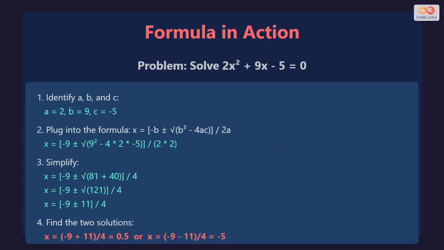Now let's see the formula at work with the problem 2x squared plus 9x minus 5 equals 0. Factoring this looks tricky, so we will use the formula. Here, a is 2, b is 9, and c is negative 5. We substitute these values into the formula. This simplifies to negative 9 plus or minus the square root of 121, all divided by 4. So our two solutions are 1/2 and negative 5.